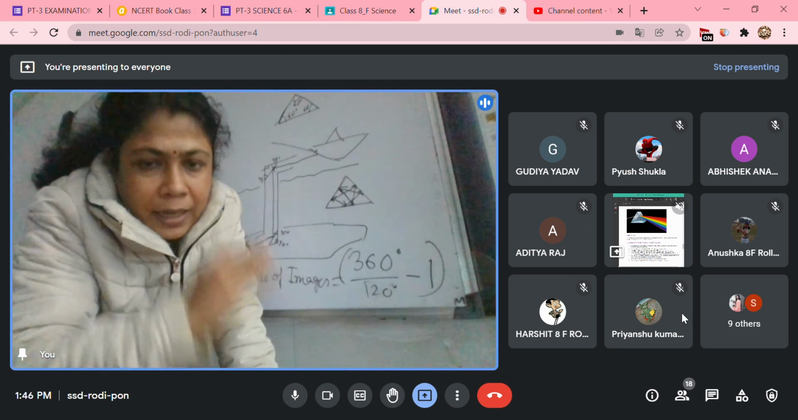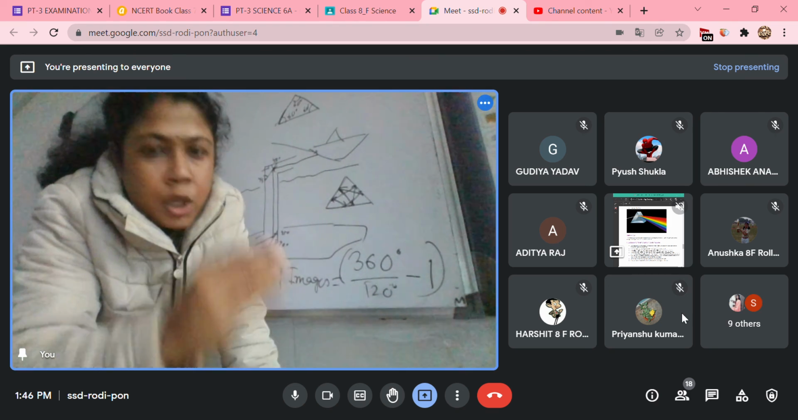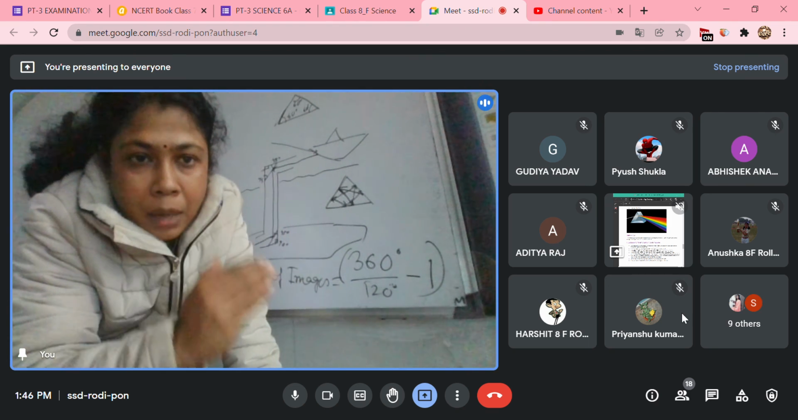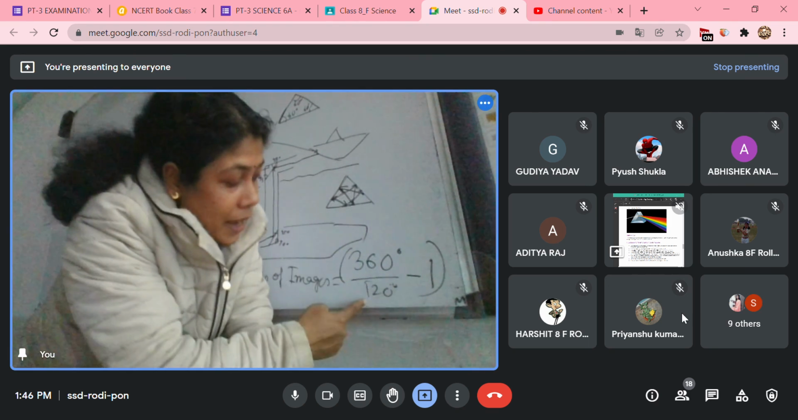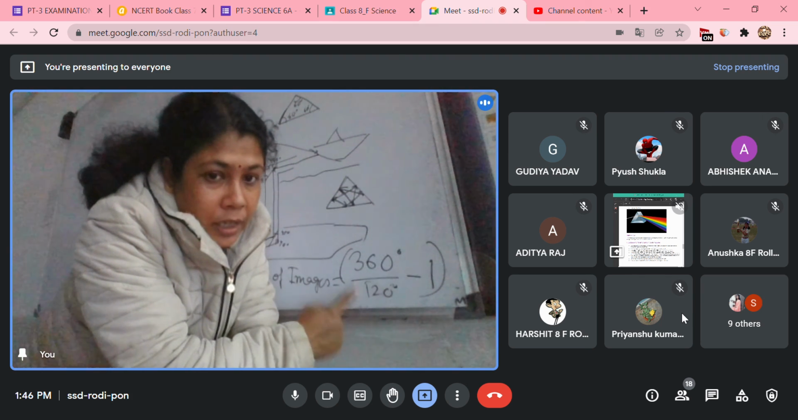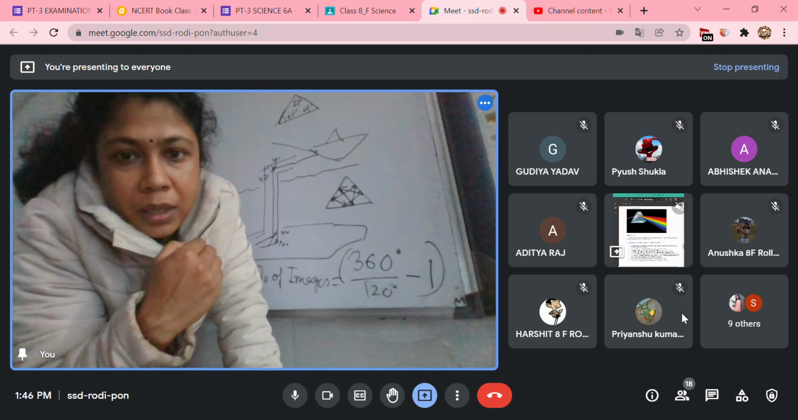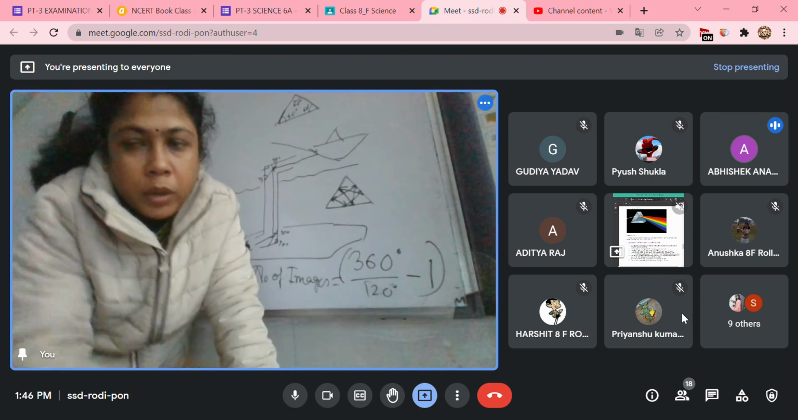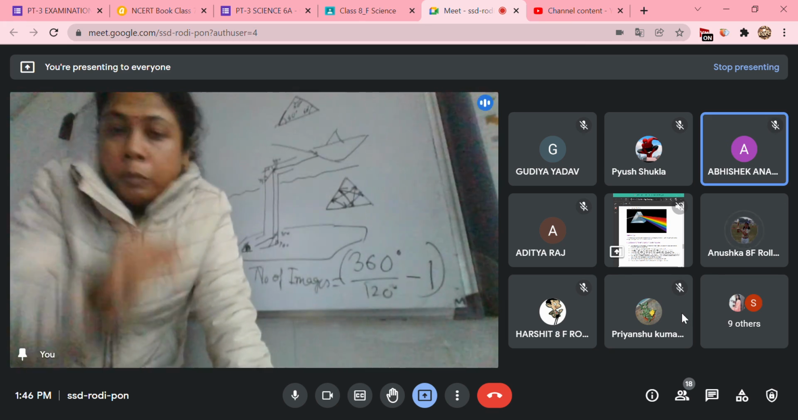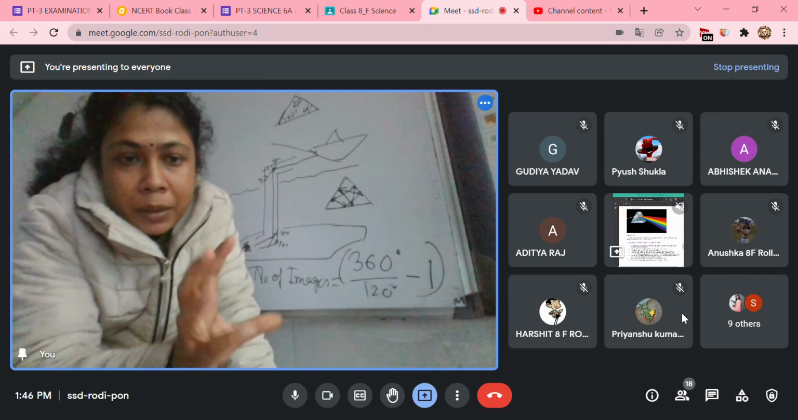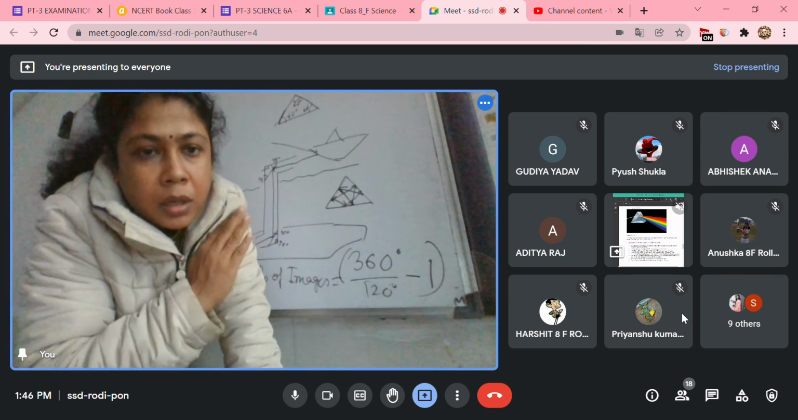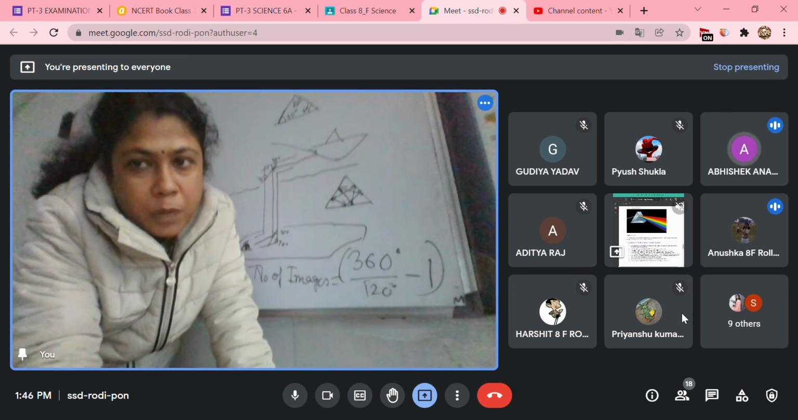And if you keep changing the angle, the number of images will increase. As the angle between the two mirrors decreases, the number of images increases. Amazing. And when the two mirrors are parallel to each other, an infinite number of images will be formed.